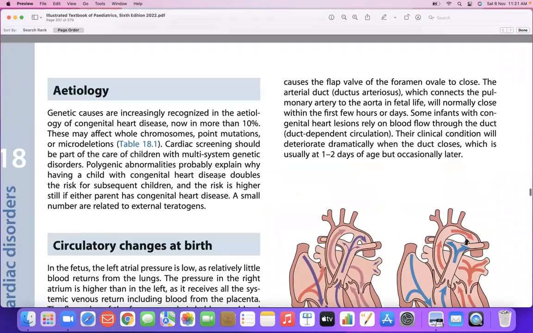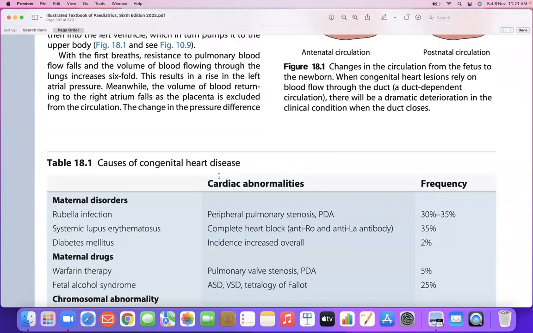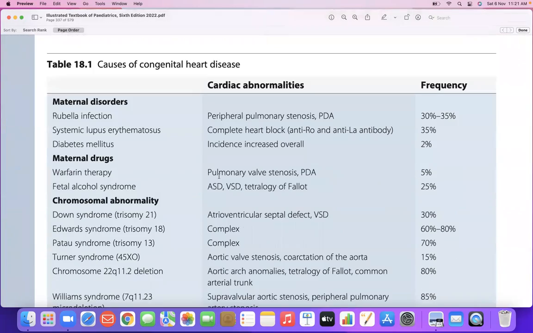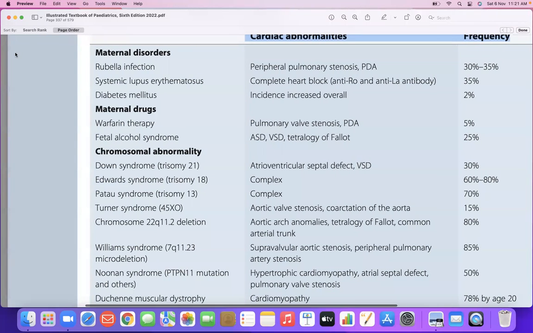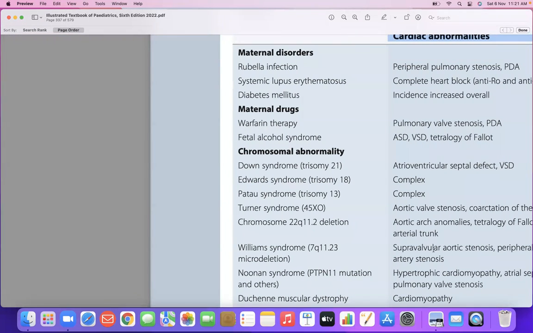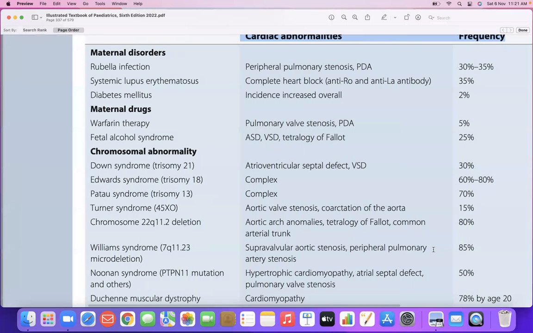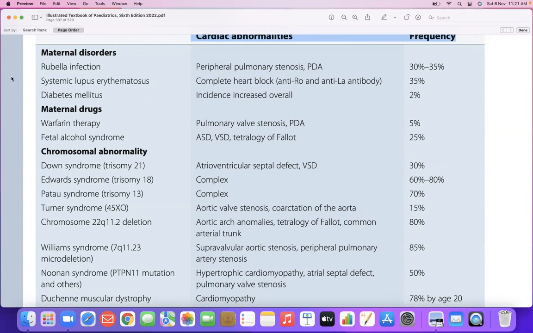No need to go for circulatory changes and all. We'll just go to what is needed for us. Some causes you should know commonly, and the associations, because this can help you in the exam. In rubella infection, history of TORCH infections becomes important here for the maternal history. So in rubella infection, you can see patent ductus arteriosus and also peripheral pulmonary stenosis.